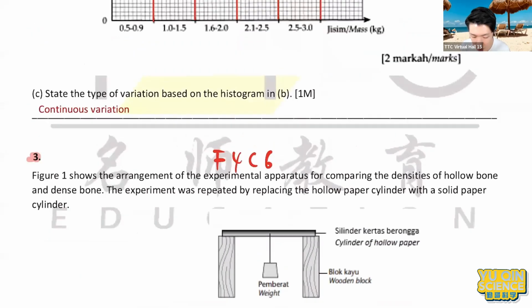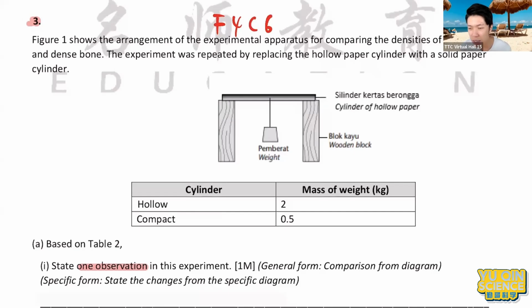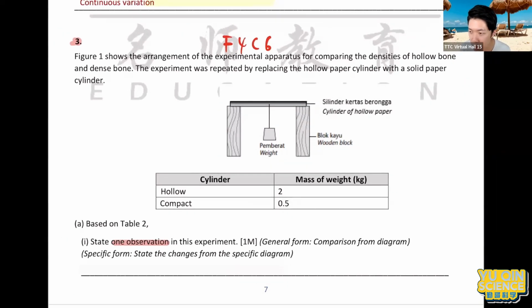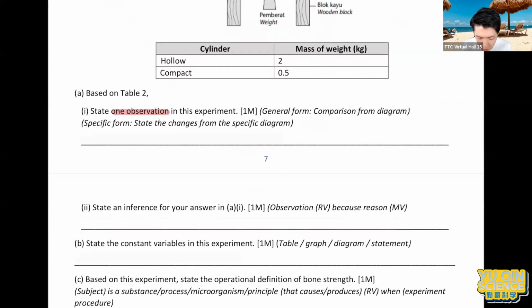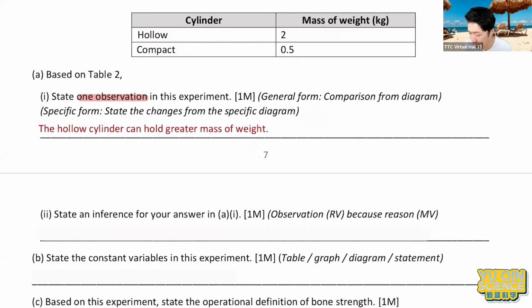What chapter is this? Is it chapter 6? This is chapter 6, the compulsory experiment, by the way. Hollow cylinder can handle more weight. Handle, I don't think handle is a good word. I think hold or withstand. So, hollow cylinder can hold greater mass of weight, full stop. Or hollow cylinder can hold greater mass of weight than compact cylinder.